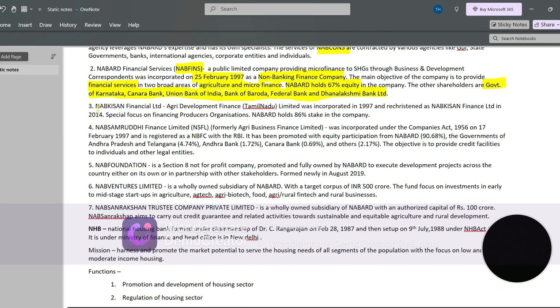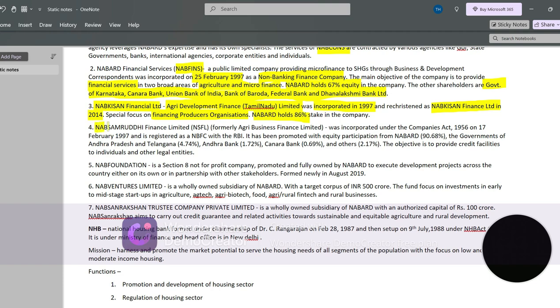Next is NABKISAN Finance Limited. Earlier it was known as Agri Development Finance Limited, Tamil Nadu, and it was incorporated in 1997. Later on, it was renamed NABKISAN Finance Limited in 2014. It gives special focus to financing producer organizations, and NABARD holds 86% of its equity shares.